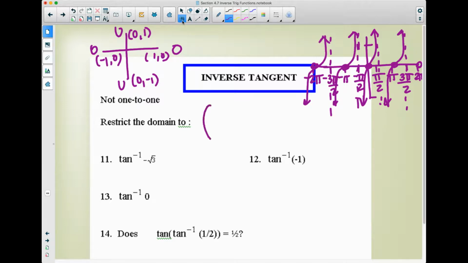Interesting. Parentheses, yes. It does not include it because we have an asymptote there. Okay? All right, so we're going to set up the same first and fourth quadrant. It's going to include those negatives again. Good.